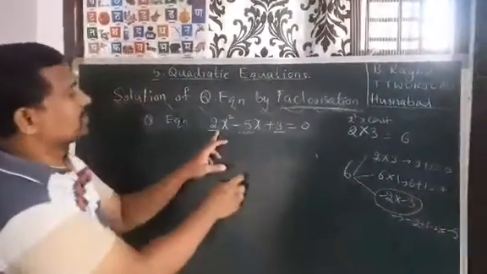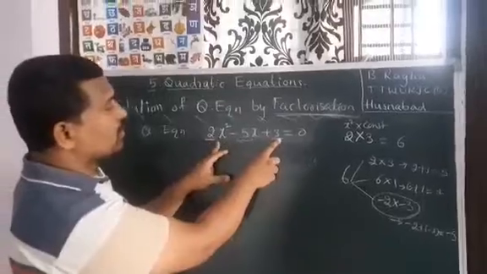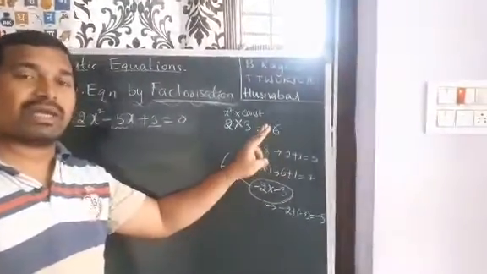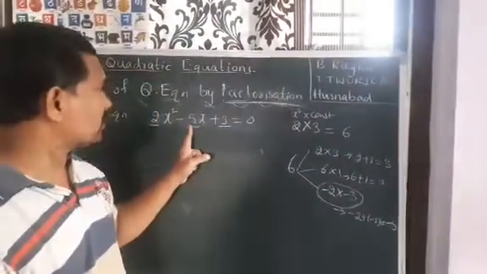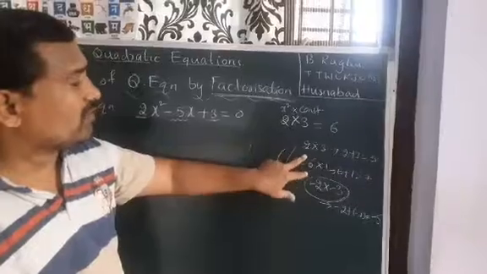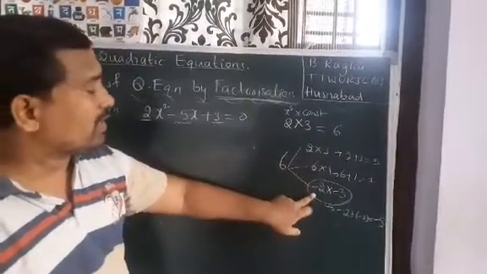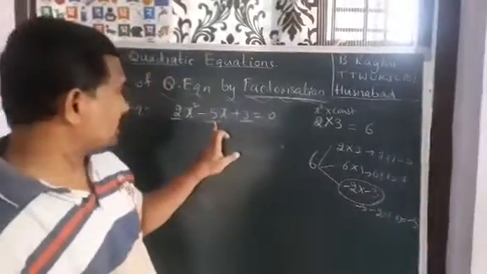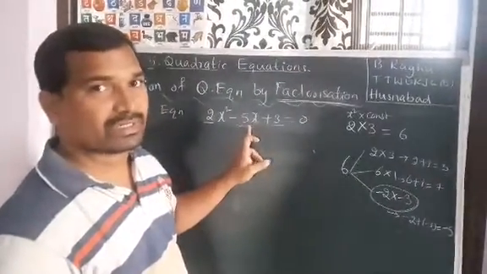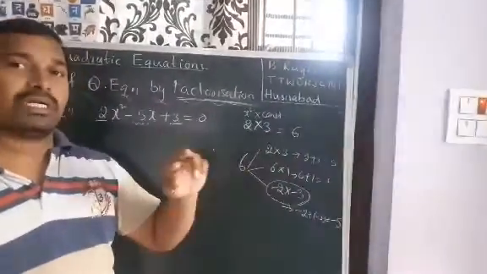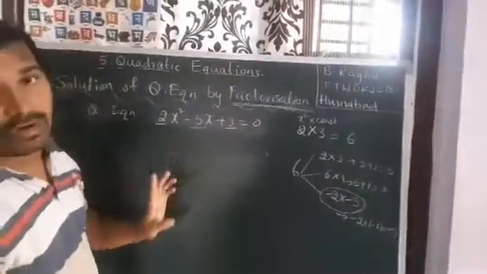So multiply the x square coefficient and the constant: 2 into 3 is 6. Select two factors of 6 whose sum should be the x coefficient. Here there are three ways of factors. In these three ways, the last one's factor sum is minus 5, which tallies with the x coefficient. So select factors of that product value such that the factor sum is the x coefficient.